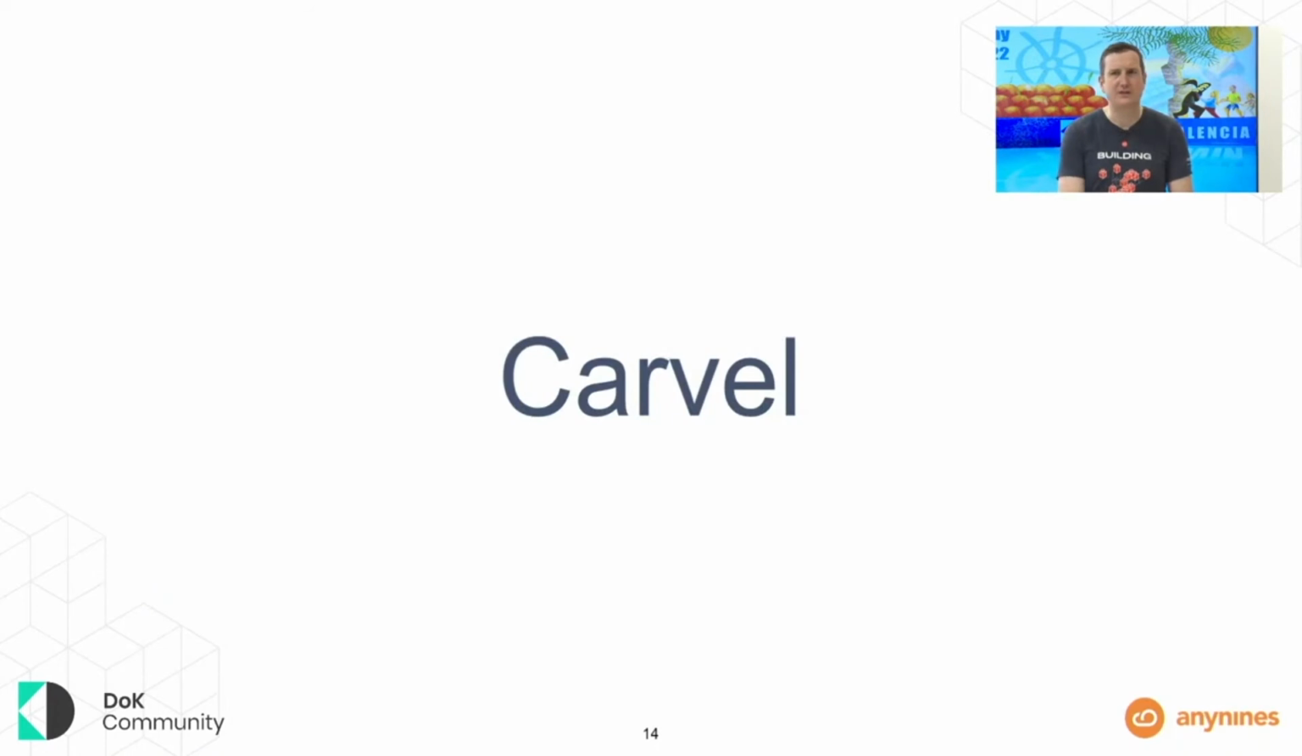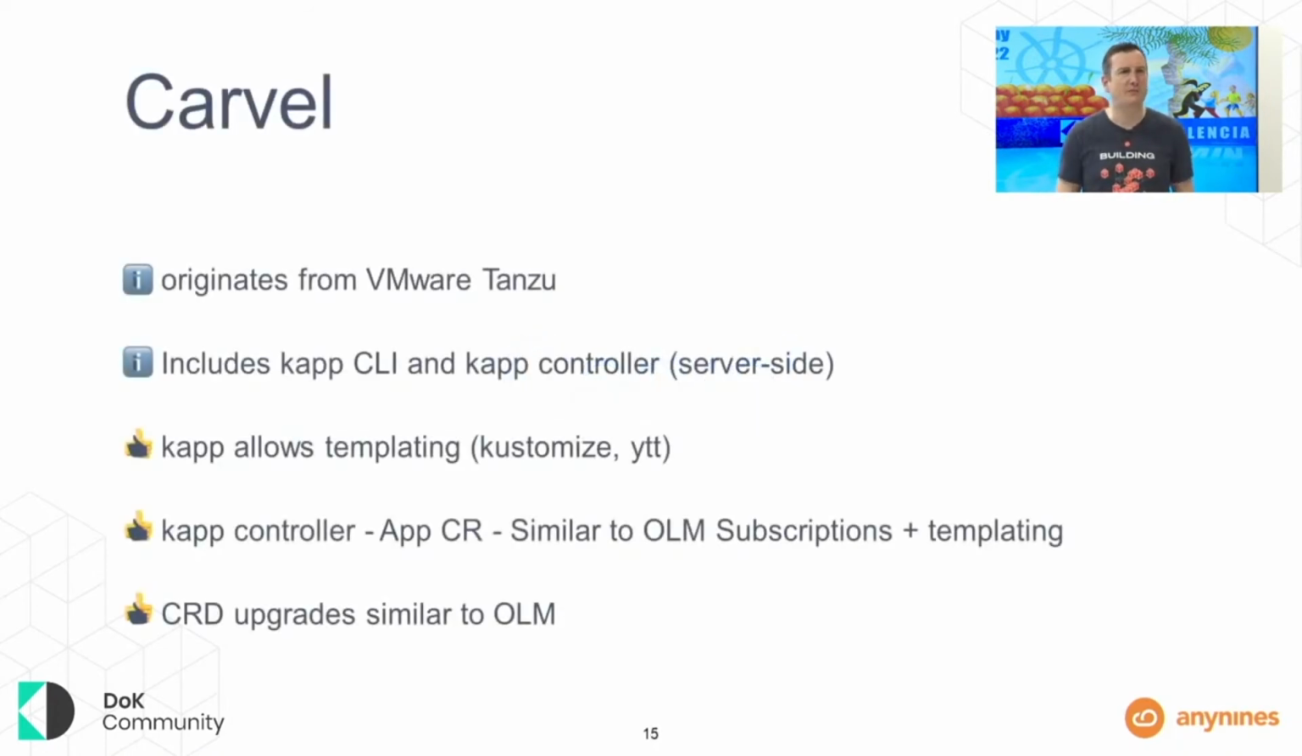The last option we've considered is Carvel. It originates from the VMware Tanzu platform. It includes a CLI and a controller, so it has both a client and a server-side component. It is similar to OLM in what it can do, including upgrades of CRDs. It also provides templating. The fact that it has app CRs, which play the role of subscriptions in OLM, somehow also suggests that maybe it has had at some point a stronger focus on apps.